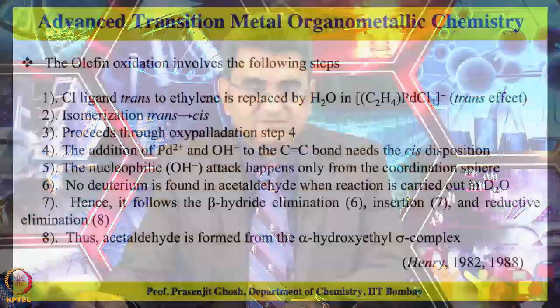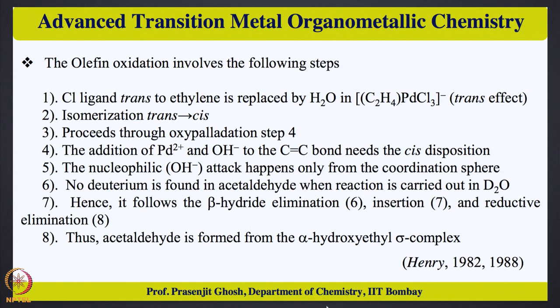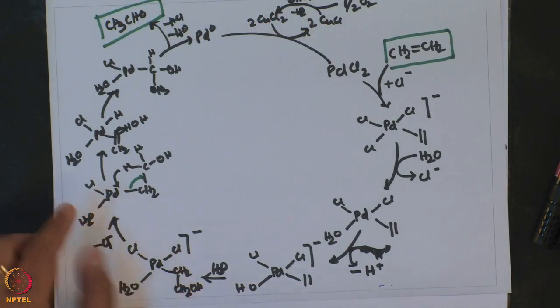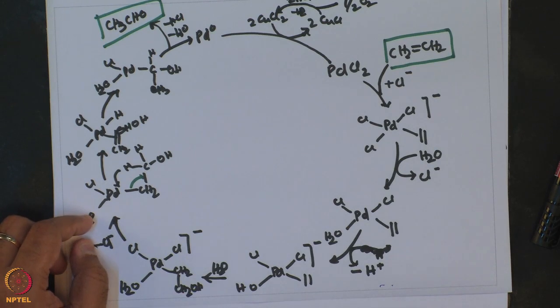So, this is an interesting demonstration of how the palladium based complex can carry out oxidation of ethylene. So, there are steps involved. We are seeing first, obviously, the chloride being replaced by water, then there is isomerization, then addition of hydroxide to the double bond in the cis disposition, nucleophilic attack only when the coordination is fair, beta hydride elimination, insertion, reductive elimination, and so forth.